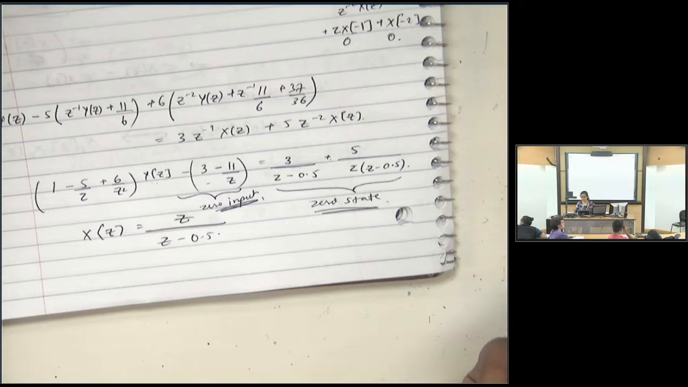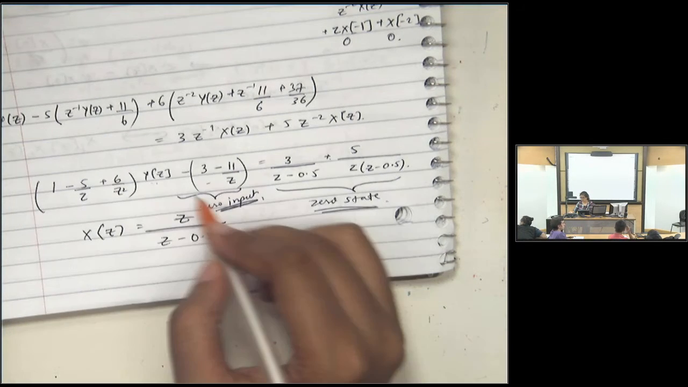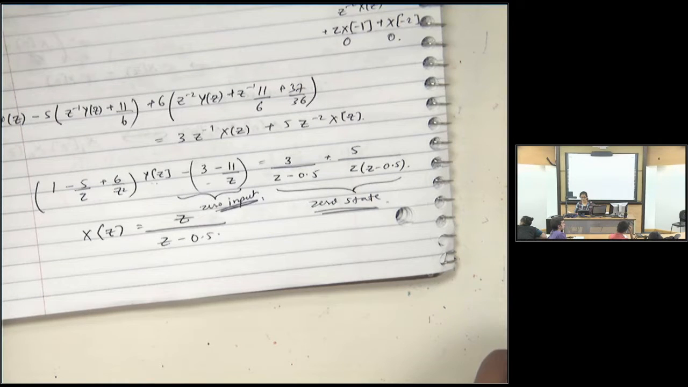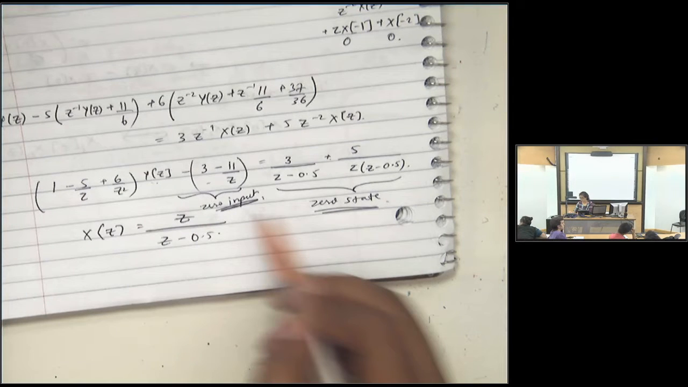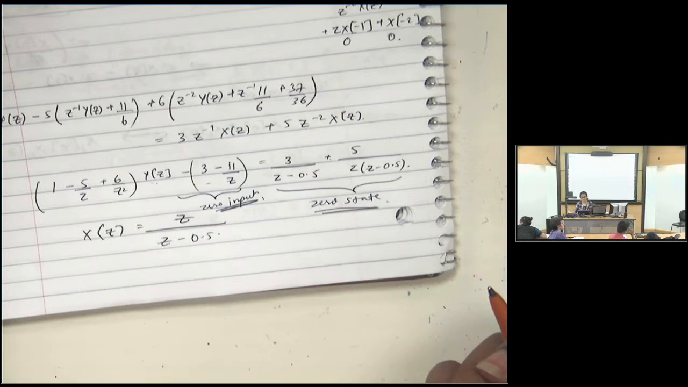Okay, so depending on the question, if the question asks you to give a complete solution, you don't care about this differentiation. Okay, if it asks you to give 0 input and 0 state separately, then keep these two things separate in the following steps.